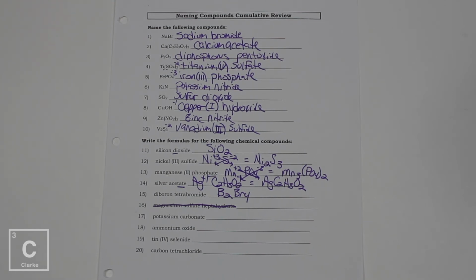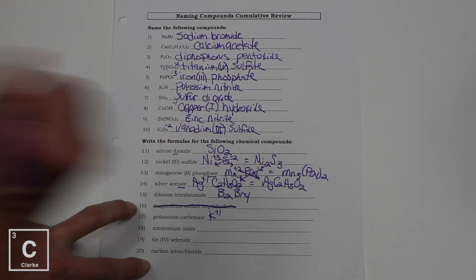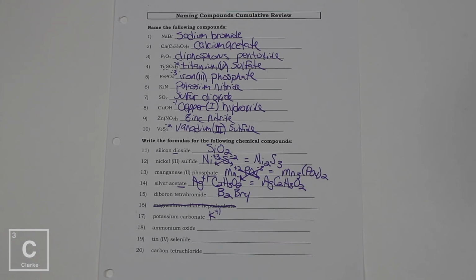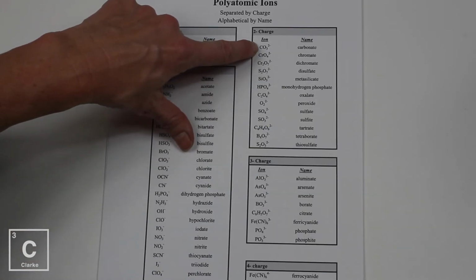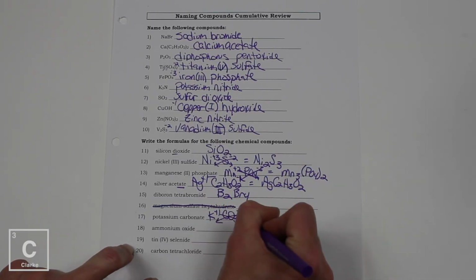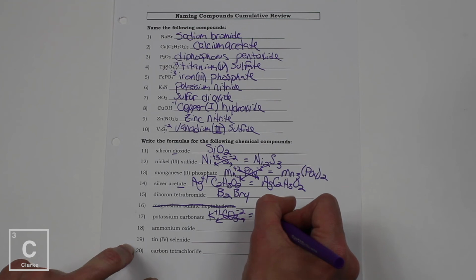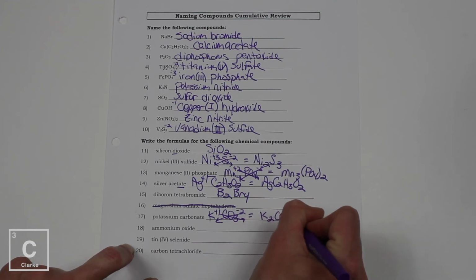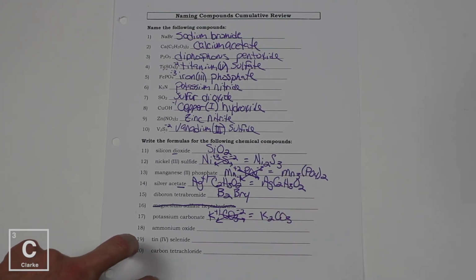17, potassium carbonate. There are no prefixes, so we've got to get charges and crisscross. Potassium, that's K. It's in group 1, so it's a +1. Carbonate, that ending ATE tells us a polyatomic ion. Carbonate, CO3 -2. +1 -2 does not cancel out, so we need to crisscross them down and reduce. K2CO3. Since there's only going to be one CO3, we can just leave it just like that.